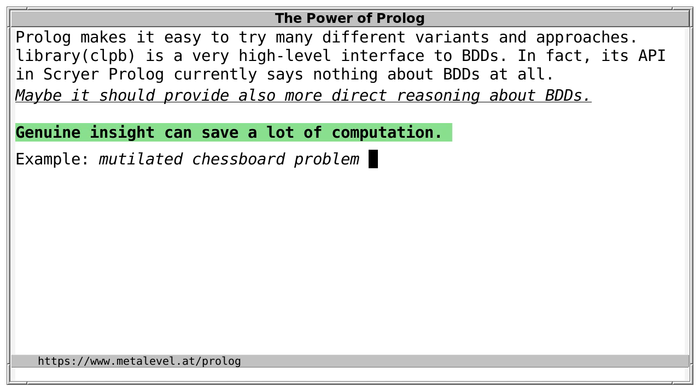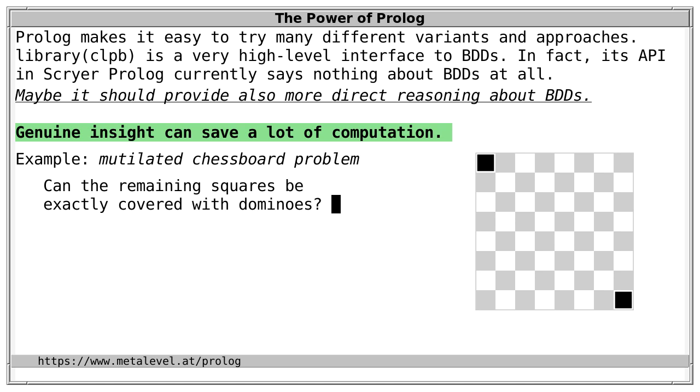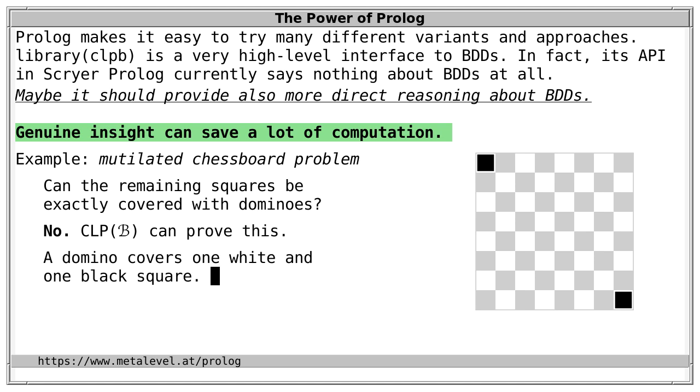As an example, consider the so-called mutilated chessboard problem. This is a chessboard where two opposing corners are not available, say this one and this one. And the question is, can the remaining squares be exactly covered with dominoes? No. And CLPB can prove this with computation. There's also a different way to see this. The key insight is that placing a domino always covers exactly one white and one black square. And in this example, two white squares were removed from the board. This means that there are now more black squares than white squares, and therefore we can't cover the remaining squares, at least not exactly.